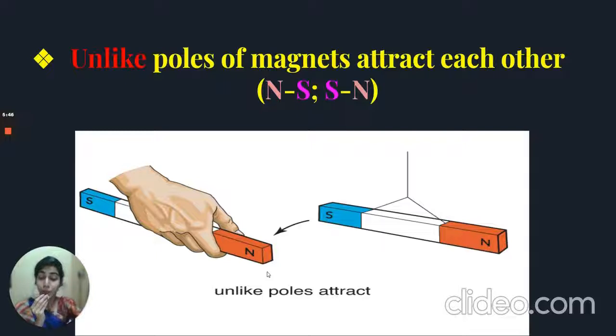But when you bring unlike poles nearby, that is, when you bring the north pole of one magnet and the south pole of another magnet nearby, will they get attracted? Yes, they will get attracted and they'll move closer to each other. So, what does it mean? Unlike poles of magnets attract each other. Okay, so that is the first property.